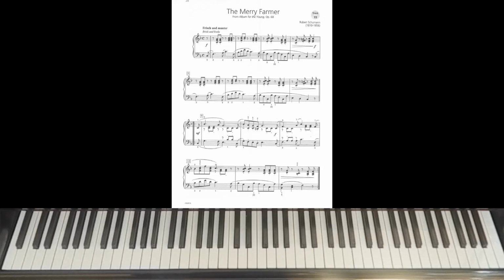Here we have a lovely piece by Robert Schumann called The Merry Farmer. Immediately we can see many different shapes of chords in the right hand. So let's begin by looking at measure 1. The very first chord has a C, F, and an A.